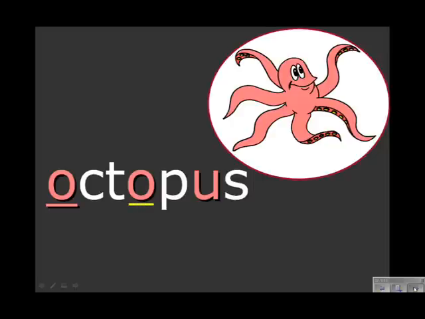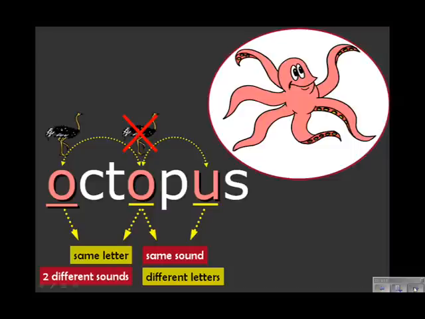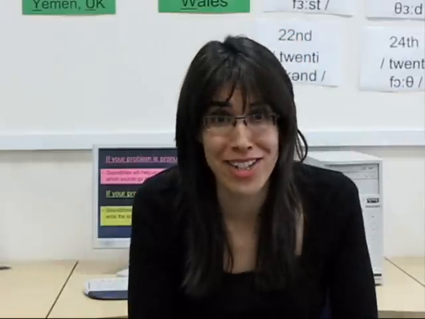Let's have a look. Now, if we compare the first 2 vowels, they are the same letter, but 2 different sounds. The first one sounds like ostrich, but the second one doesn't. Now, let's compare the middle O with the U. They are 2 different letters, but let's hear the sounds. Octopus, and now we have the same sound. It's too much, isn't it?